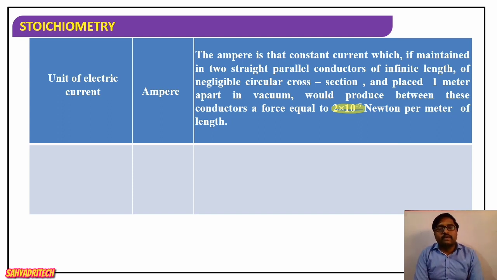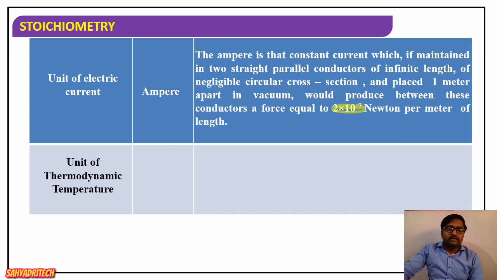So what is ampere? Ampere is that constant current which, if maintained in two straight parallel conductors of infinite length of negligible circular cross section and placed 1 meter apart in vacuum, would produce between these conductors a force equal to 2 into 10 raised to minus 7 newton per meter of length. It is the ampere.